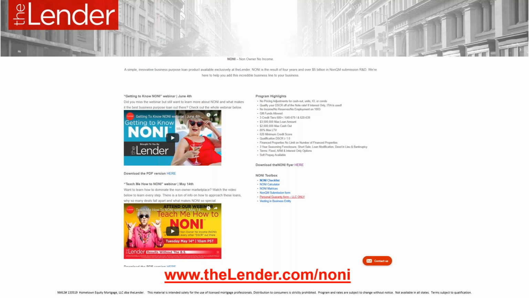The Noni Toolbox will have a checklist, the calculator, it'll have our matrices, and remember guys, it'll have information on the matrices when you don't Noni at 1%, because we can still do those loans. It'll have a non-QM submission form. We also do loans in LLCs on the Noni, so you'll have an LLC checklist on there. And when you're vesting in a business entity checklist. And that's at thelender.com/Noni.